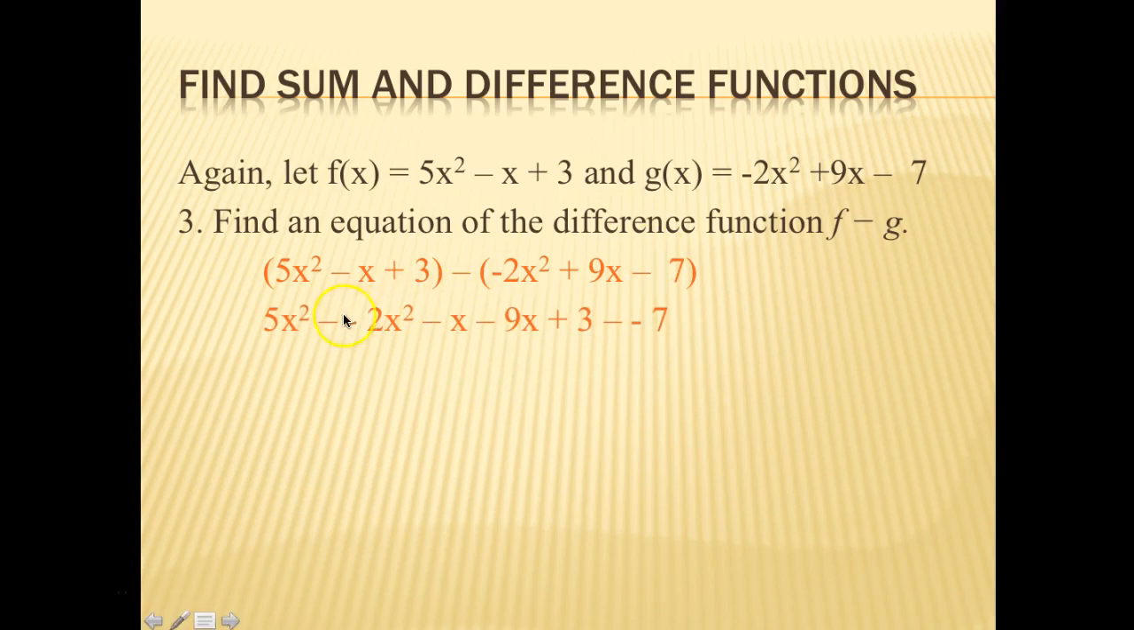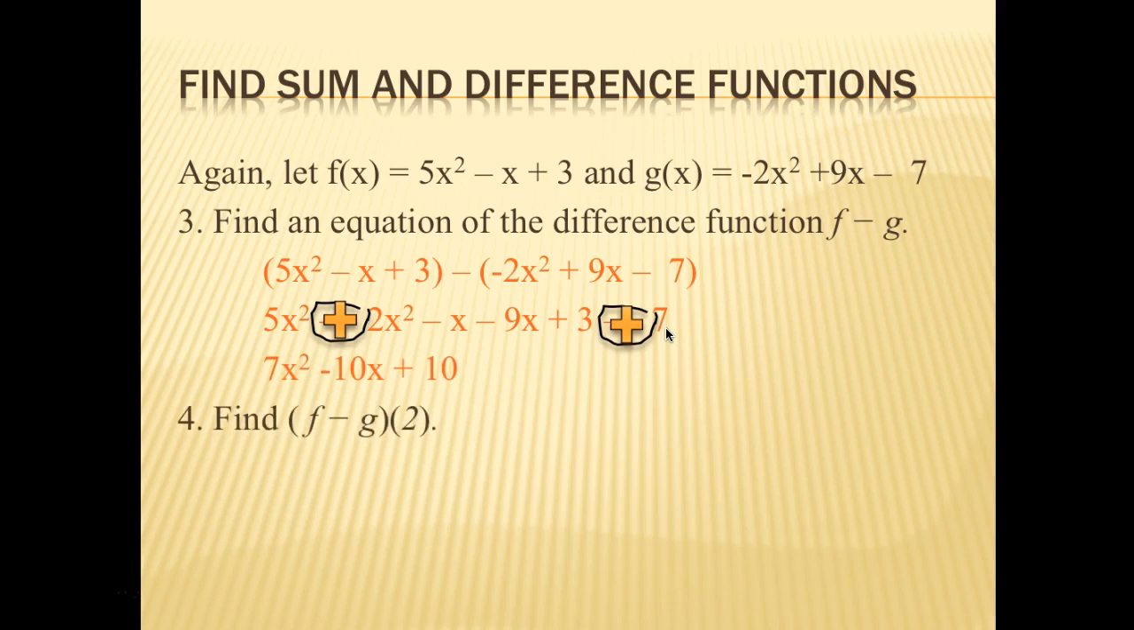And then we combine our like terms. Make sure you convert minus negative to addition and minus negative to addition. And I end up with this. Again, if I ask you to evaluate this when x is 2, you then take the value for x and plug it in for x. And f minus g of 2 equals 18.